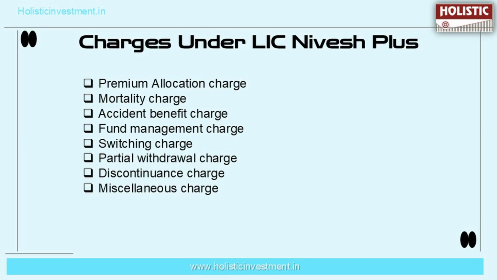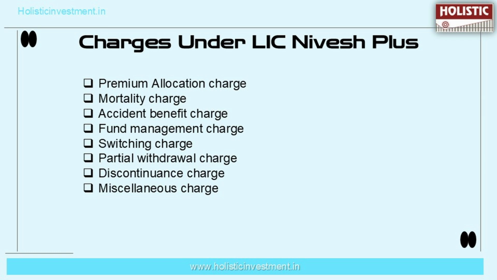Premium allocation charge. The percentage of allocated premium is being charged as premium allocation charge. For offline sale, 3.3%. For online sale, 1.5%. Mortality charge. The rate of mortality charge depends on the age of the life assured. Accident benefit charge. If the benefit rider has been opted, then the accident benefit charge will be the cost of accident benefit cover. Fund management charge. 1.35% per annum of unit fund will be charged for all the 4 funds available. For discontinued policy fund, 0.5%.